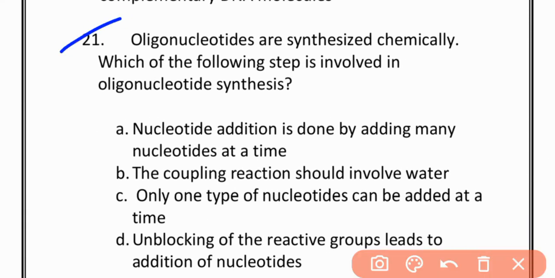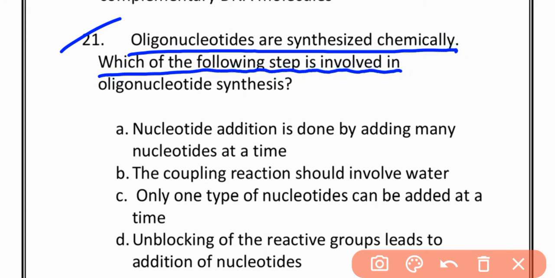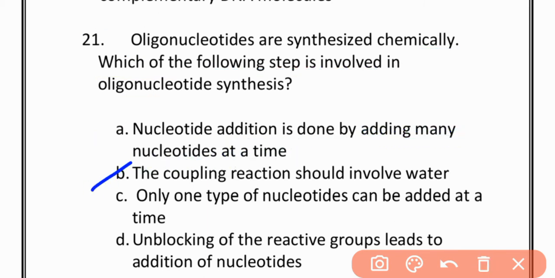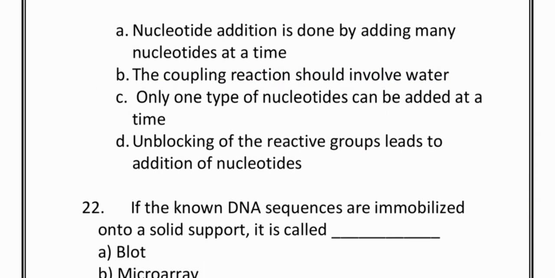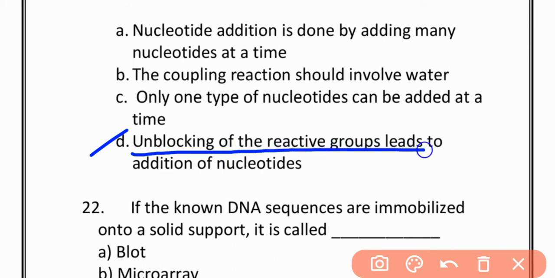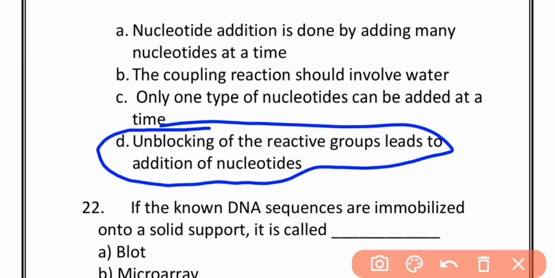MCQs number 21. Oligonucleotides are synthesized chemically. Which of the following step is involved in oligonucleotide synthesis? Option A is nucleotide addition is done by adding many nucleotide at a time. Option B is coupling reaction should involve water. Option C is only one type of nucleotide can be added at a time. Option D is unblocking of reactive groups leads to addition of nucleotide. The correct option is option D. The unblocking of reactive group leads to addition of nucleotide.